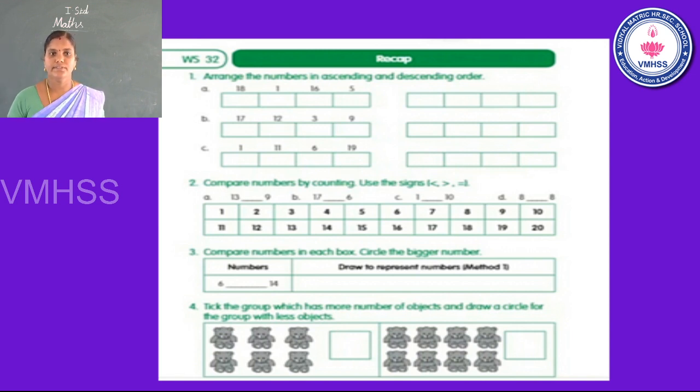13 dash 9. And next one, B: 17 dash 6. And C: 1 dash 9. And D: 8 dash 8.